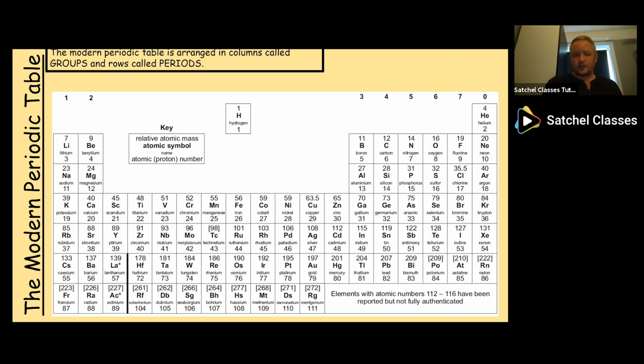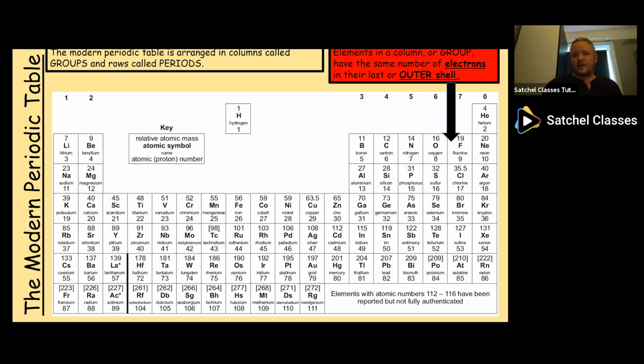So for example, group 7 is fluorine, chlorine, bromine, iodine and astatine. The periods are the numbers of the rows. They're not present on this periodic table, but the first row, hydrogen, helium, is period 1. The second row, lithium, beryllium, boron, carbon, nitrogen, oxygen, fluorine, and neon, that's the second period, second row.